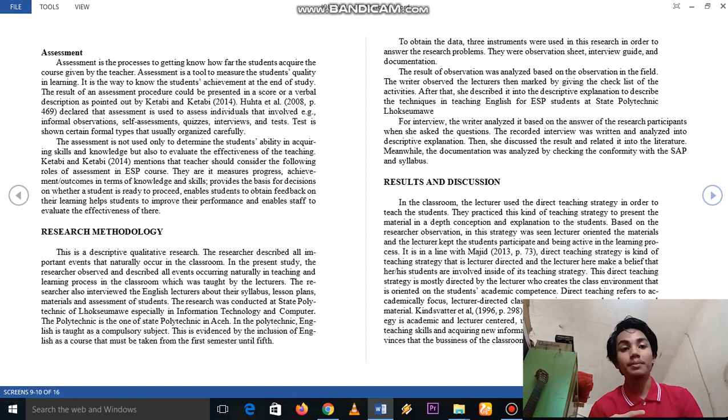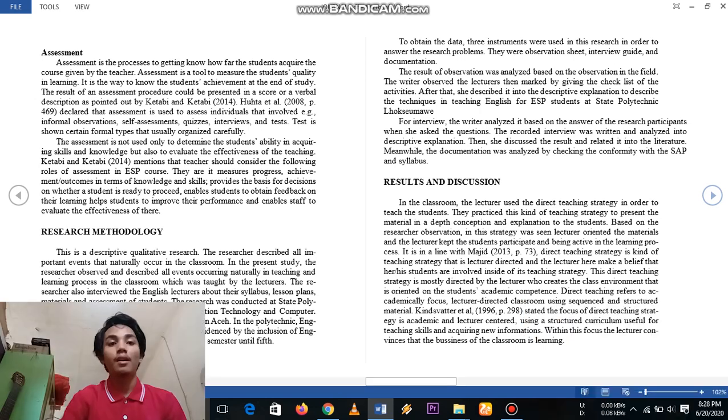For the result of observation, the writer analyzes it based on observation in the field and the interview, based on the answers from the study participants when he asks a question. Recorded interviews are then written and analyzed into descriptive explanation. Then discuss the results and link them to the literature. We proceed to the second section, which is the research and discussion section.